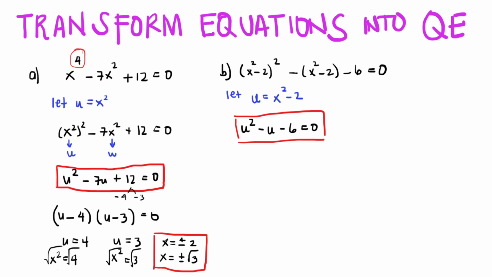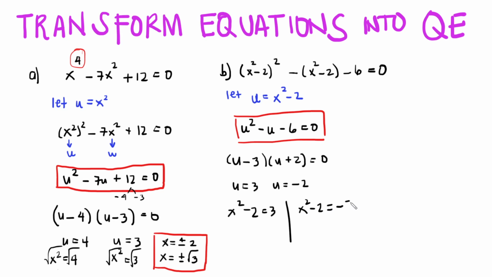And then apply factoring. By the way, this will be our quadratic equation. Okay, so let's apply factoring. That will become negative 6, so negative 3 and positive 2. So that will become u minus 3 and u plus 2, that is equal to 0. So applying the zero product property, you'll have u equals 3 and u equals negative 2.